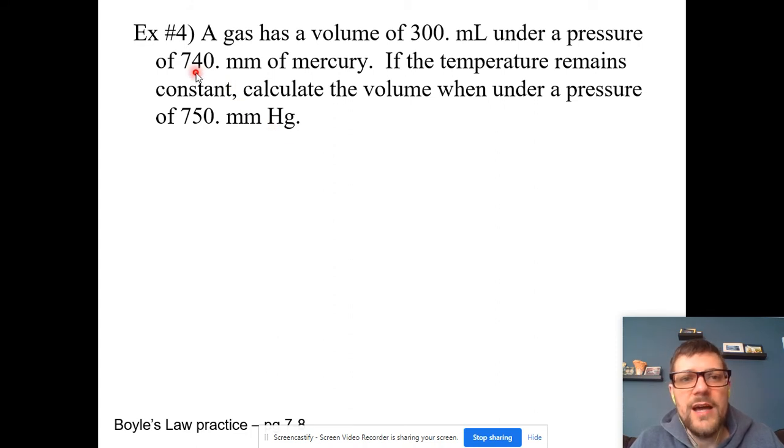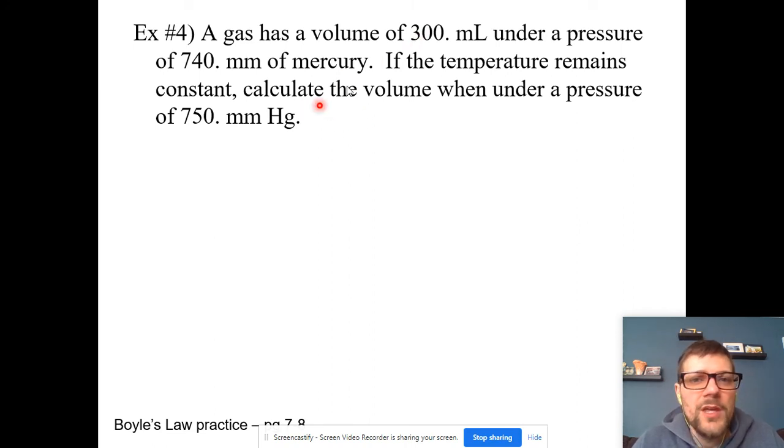So here we've got 740 millimeters of mercury to 750 millimeters of mercury. The pressure has gone up, right? So I am increasing the pressure. I am expecting the volume to go down, right? I am squishing this more. That's just me thinking ahead conceptually. What am I expecting for my answer? Now let's get into the actual, how do I do this problem?